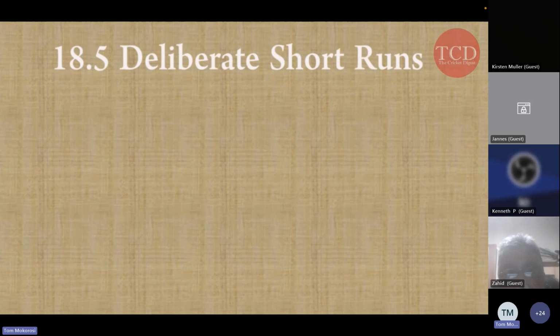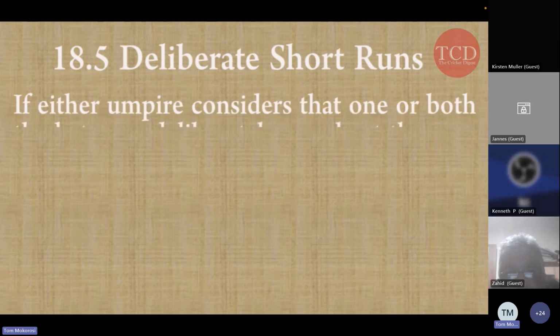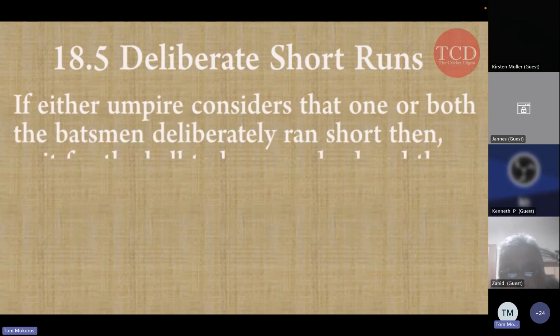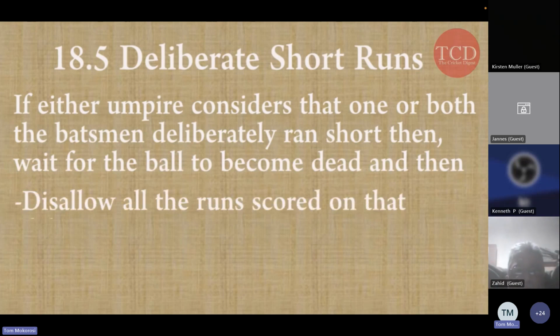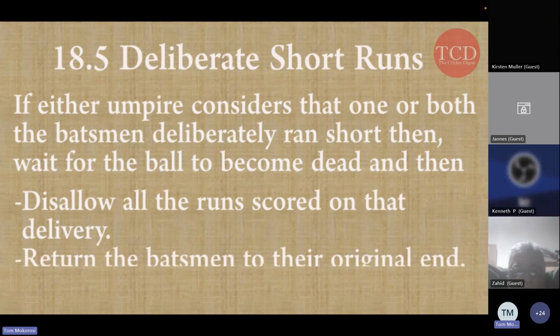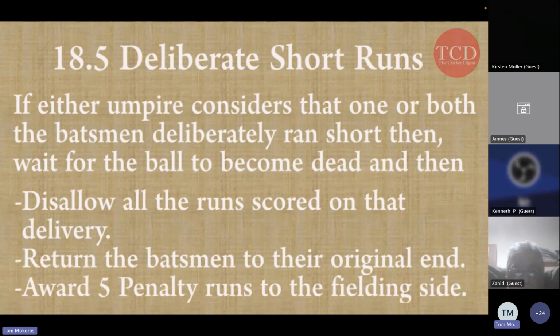Now, let's take a look at deliberate short run. Cricket law states that if either umpire considers that one or both the batsmen deliberately ran short, then wait for the ball to become dead and further disallow all the runs scored on that delivery, return the batsmen to their original end, and award 5 penalty runs to the fielding side.